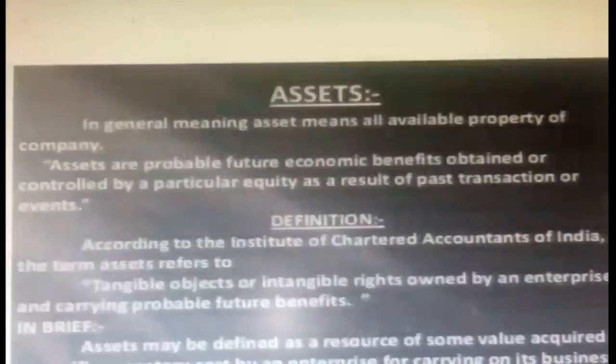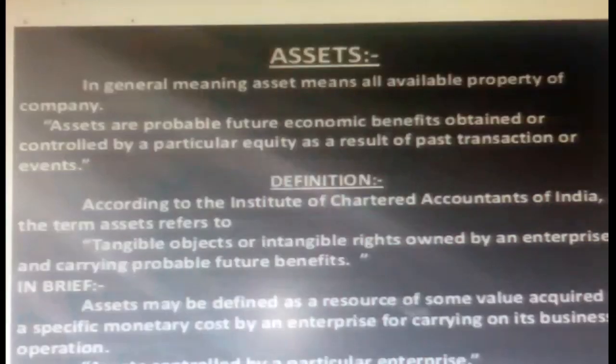According to the Institute of Chartered Accountants of India, what is the meaning of assets here? The tangible objects or intangible rights owned by an enterprise and carrying probable future benefits. Okay, that's very important here. A resource of some value acquired at a specific monetary cost by an enterprise for carrying on its business operation. So assets are controlled by a particular enterprise.